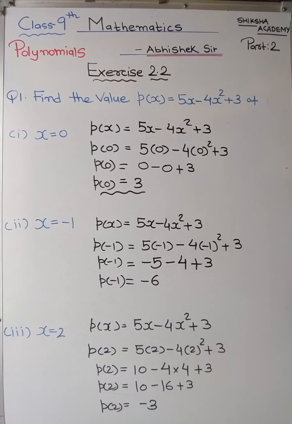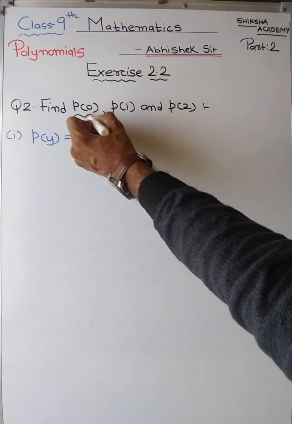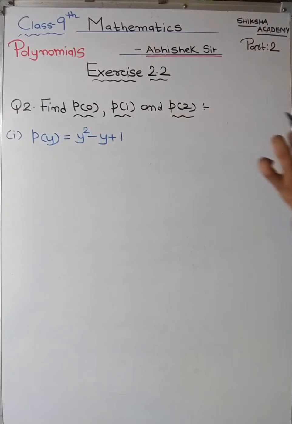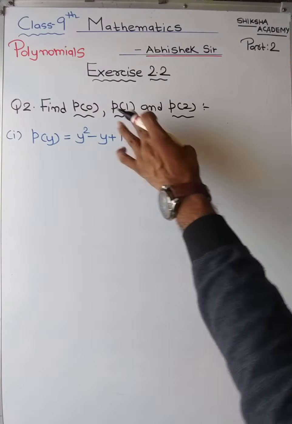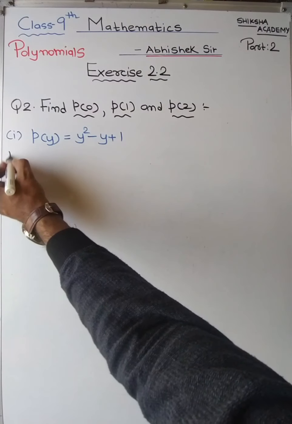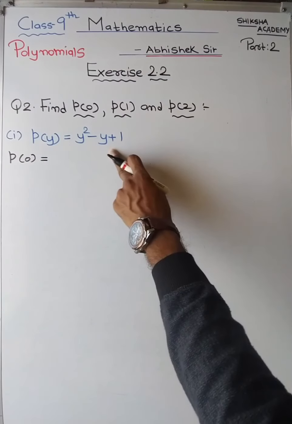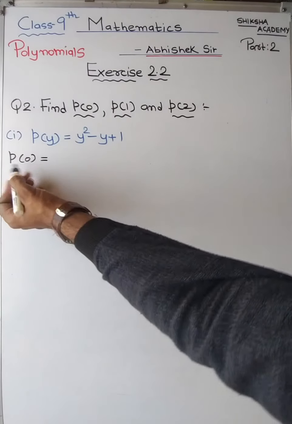Moving on to question number 2. The question 2 is again the same kind of question, but in this we have to find 3 different values. Okay, for every polynomial 4 questions are given. We have to find out p of 0, p of 1, p of 2. So quickly starting, let us start with p of 0. As I have already written the question, I will not repeat it, just put the values.